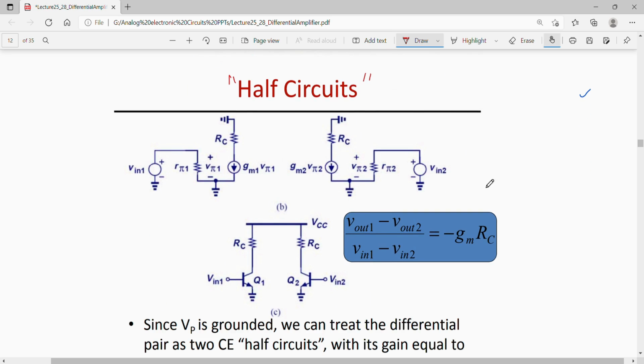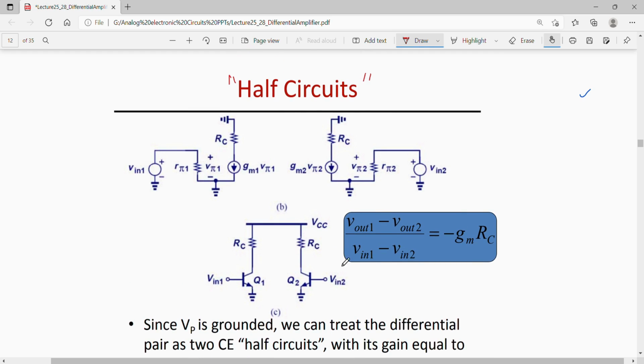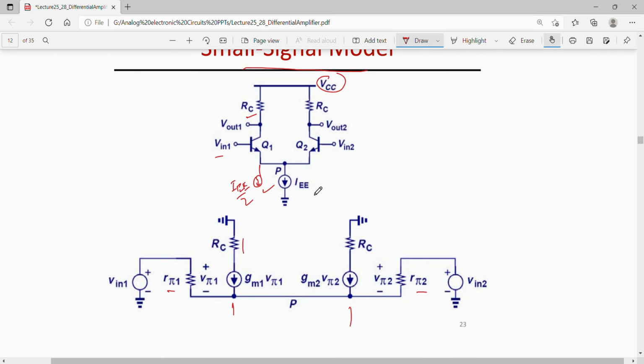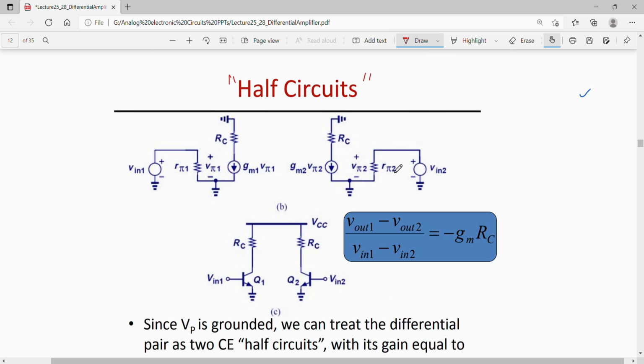So for example here, I can draw the half circuit considering VP is a virtual ground, that is, this node is virtual ground. I can draw the half circuit, that is, the two common emitter configurations separately. And for the two common emitter configurations, the small signal models are drawn. So this is one half pair and this is another half pair.